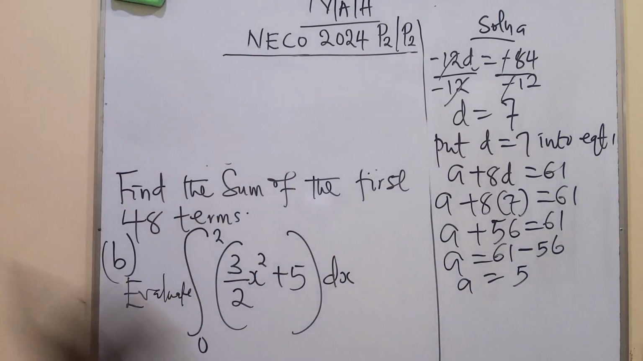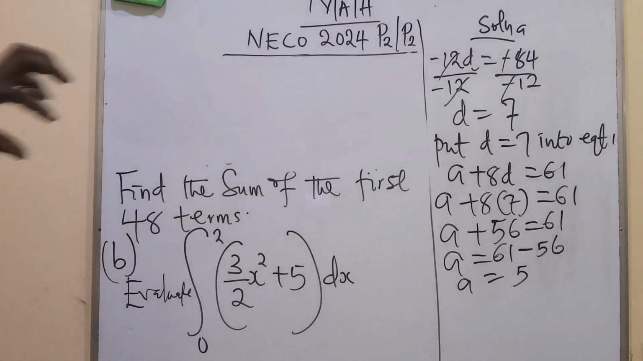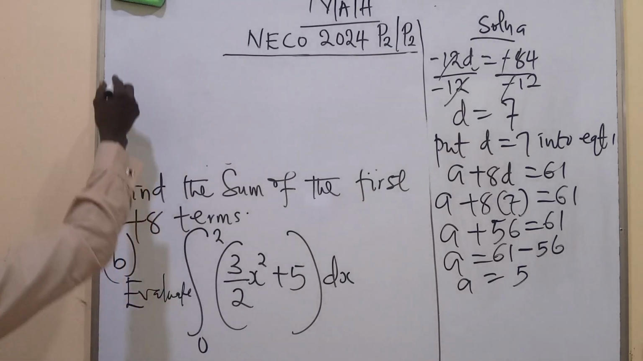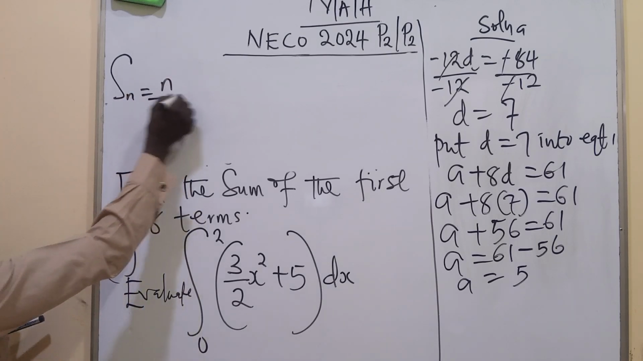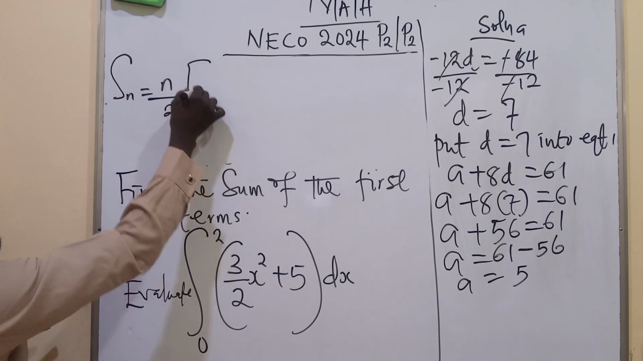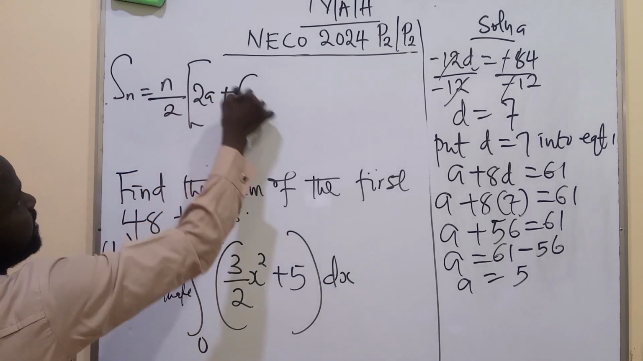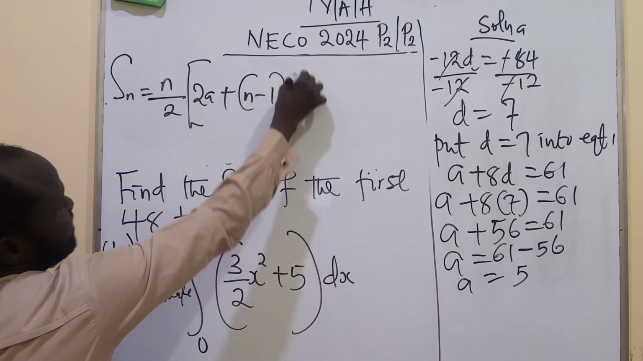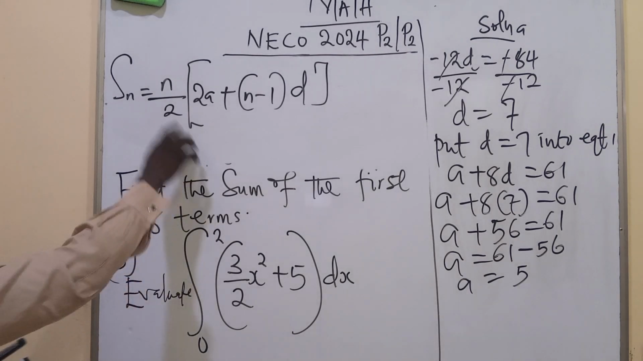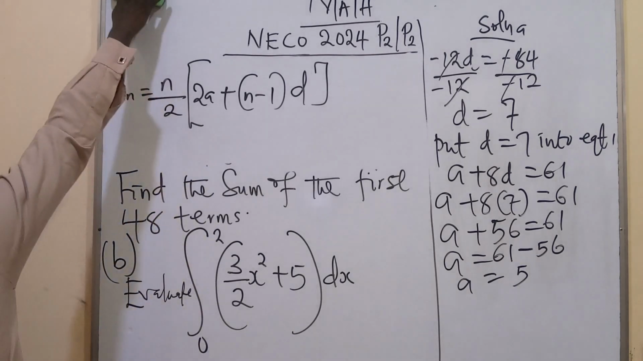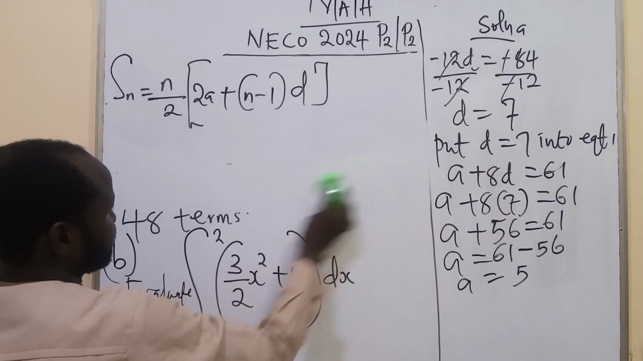Sum of an arithmetic progression, when the last term is not given, is given as: sum equals n divided by 2, square bracket, 2a plus (n minus 1) times the common difference, then we close the bracket. This is the formula we are to use. This is the sum formula. Okay?